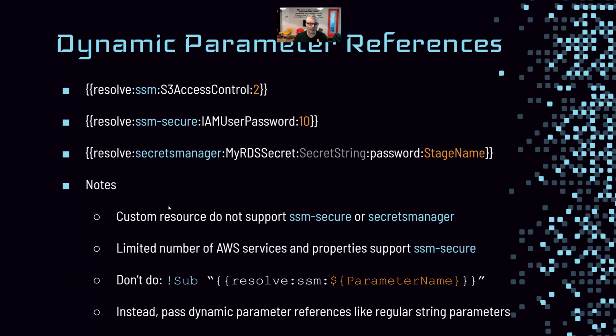Now, there are some caveats with Secrets Manager and ssm-secure, which is secure string. Custom resources cannot get them, period. They're just not supported. The other one is the SSM secure. It's a very specific list of AWS resources and properties that actually can resolve these. This is not something that is generic, that you can use just anywhere. It's almost like certain teams, on certain properties on their types, basically provided support for this resolution.